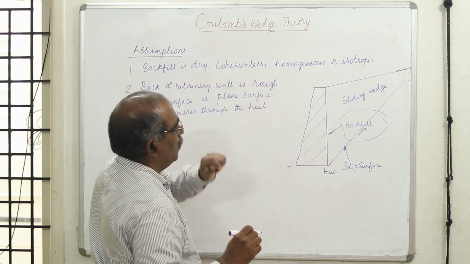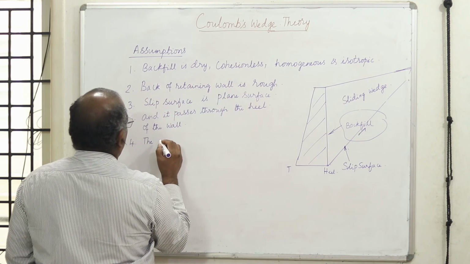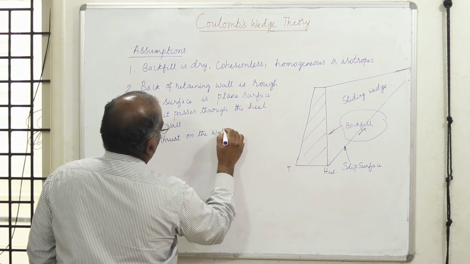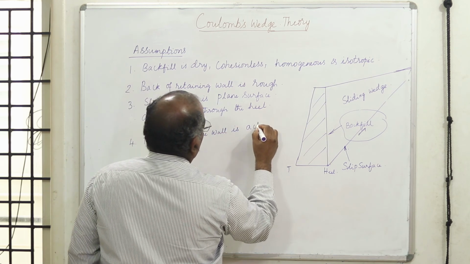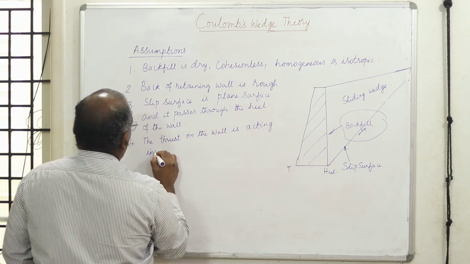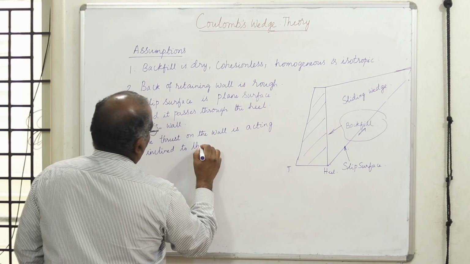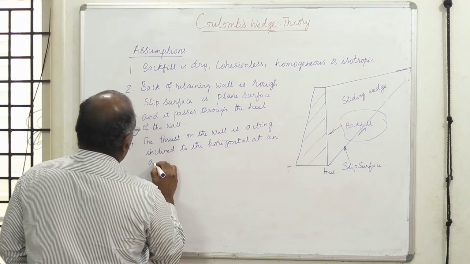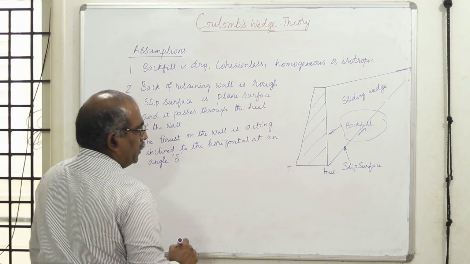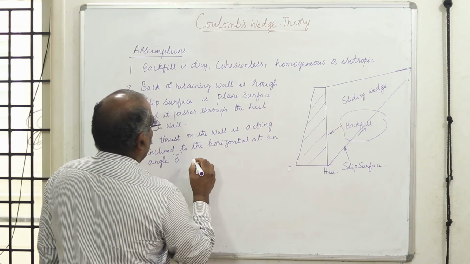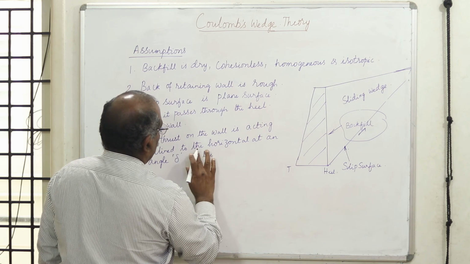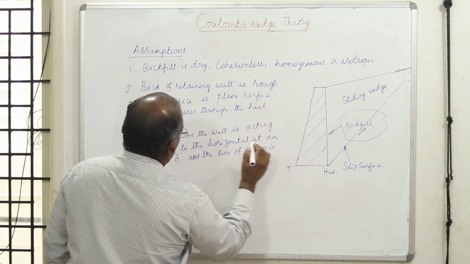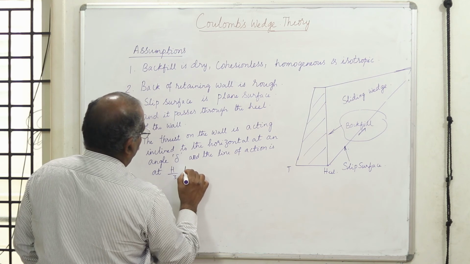Now, since the back of the retaining wall is rough, the active thrust on the wall is acting inclined to the horizontal at an angle delta, and the line of action is at h/3 from the base.